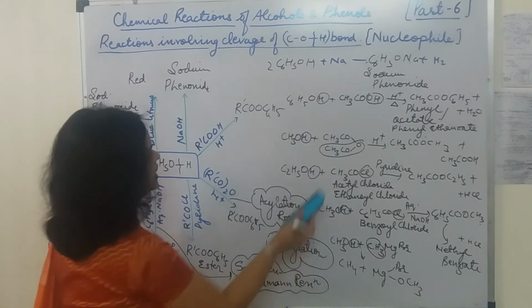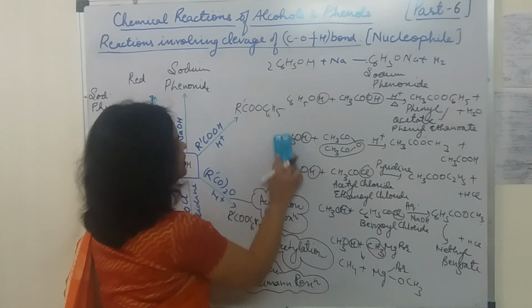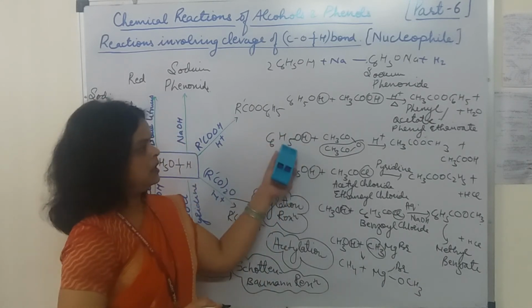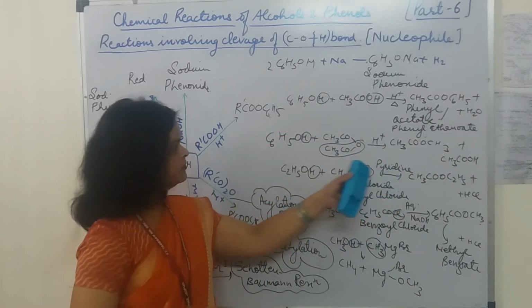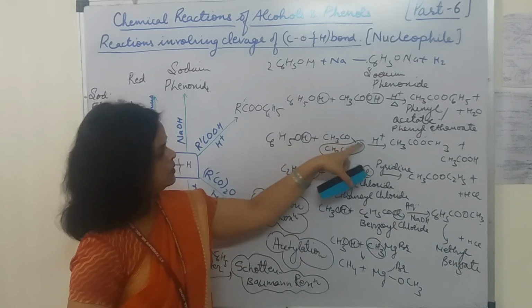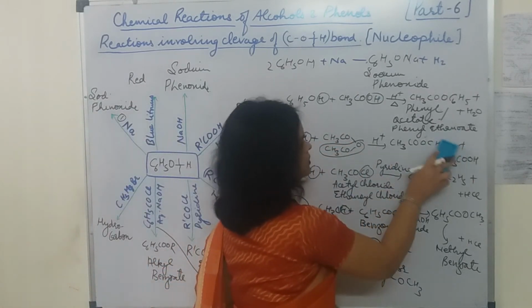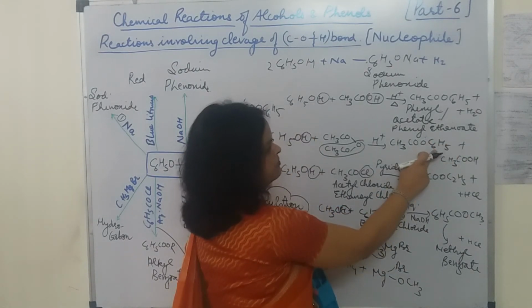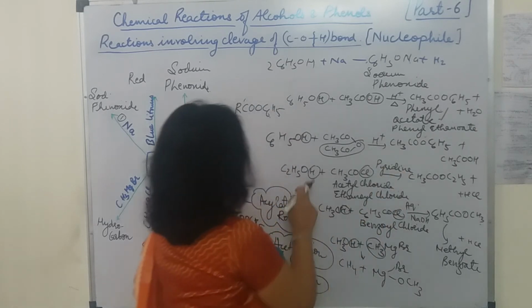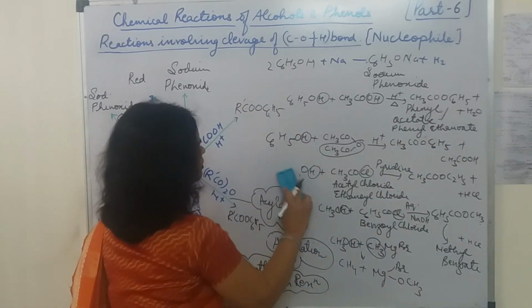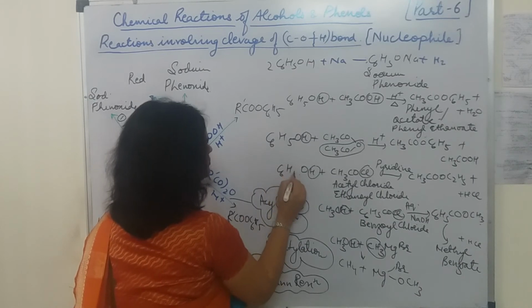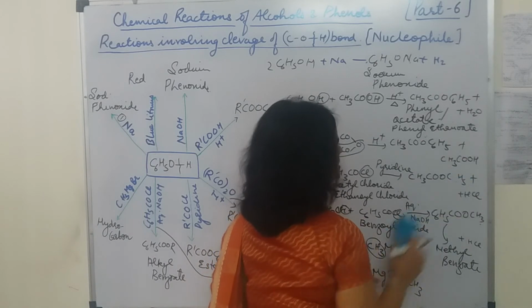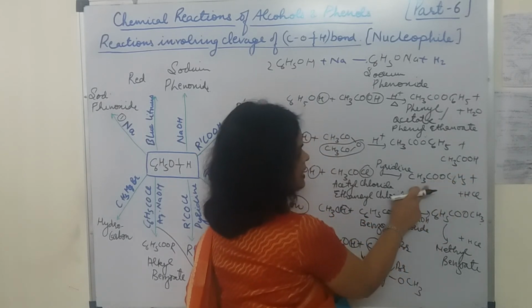Okay, so let's see any of these reactions. When phenol combines with acetic anhydride, in the same way CH3COOH product will be formed and we will write the structure CH3COOC6H5. So what is the name? Phenyl acetate. Here, instead of the alcohol, we are taking C6H5OH. When it combines with acid halide, we are going to get again C6H5. So this is phenyl acetate.